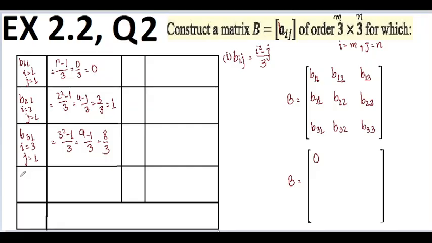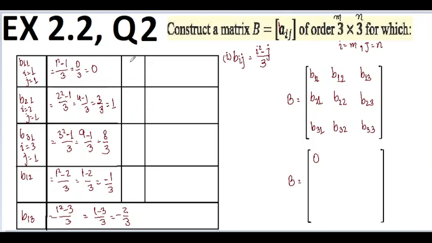Now we have to find B12. You can find it in any order. You just have to find all of these 9 elements and then we are going to put them over here. B12 is equal to, now I'm not going to write these values of i and j separately, you must know it by yourselves, (1 square minus 2) whole divided by 3 equals (1 minus 2) whole divided by 3 equals minus 1 by 3. Now we have to find B13. So we get (1 square minus 3) whole divided by 3, which is equal to 1 minus 3 by 3, which is equal to minus 2 by 3.